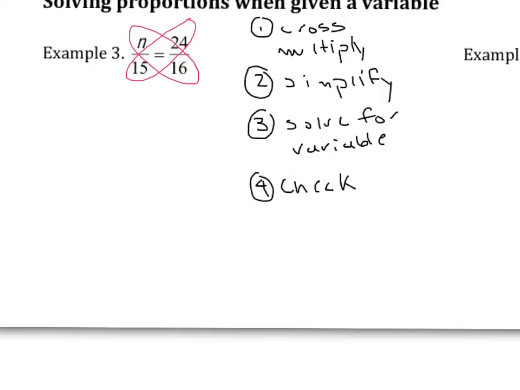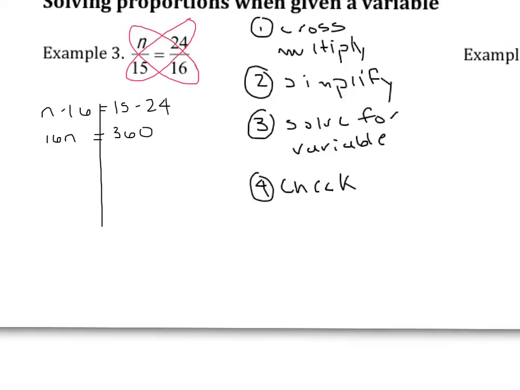We're going to have n times 16 equals 15 times 24. Now we're going to simplify. Now, we've talked about we want to have our coefficient 16 in front of n. So I'm going to rewrite this as 16n equals 15 times 4, which is 360.